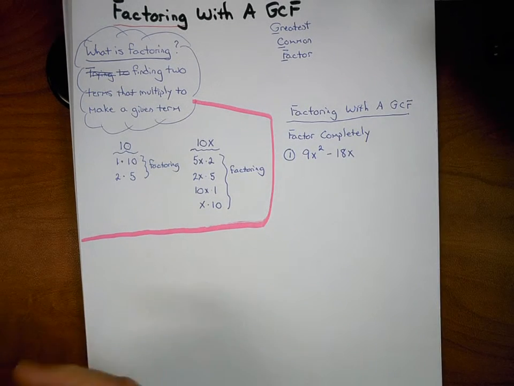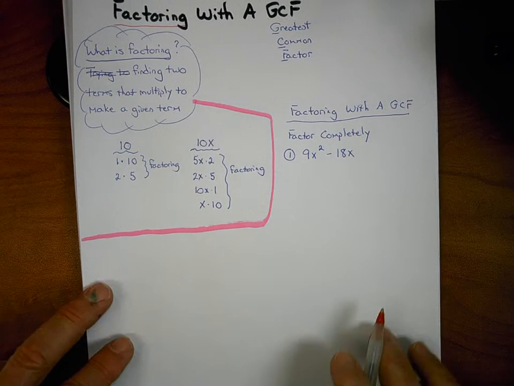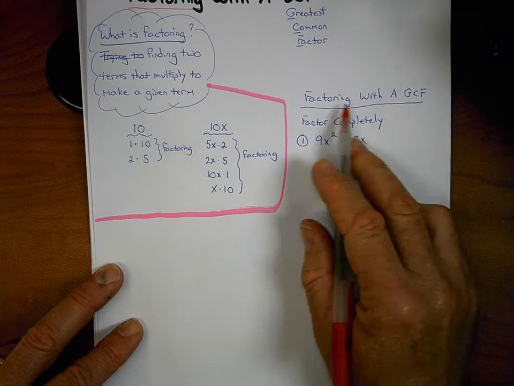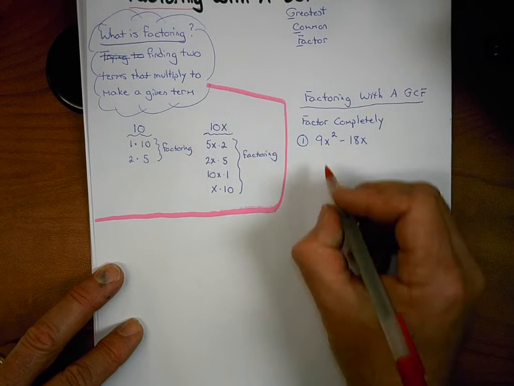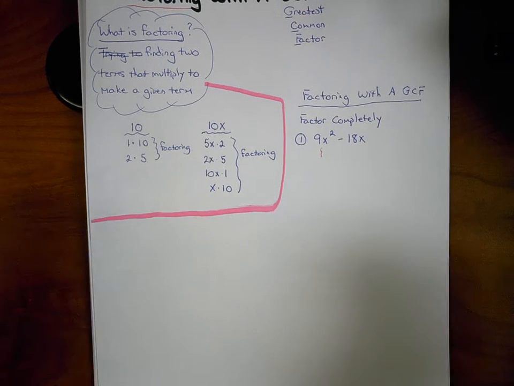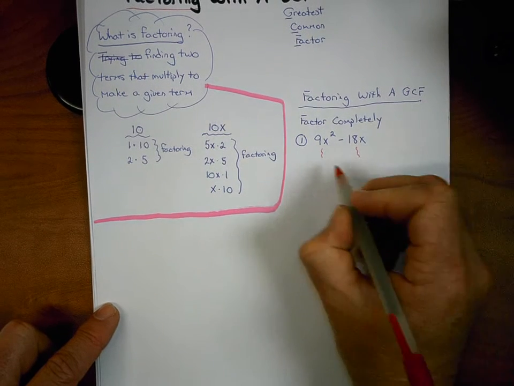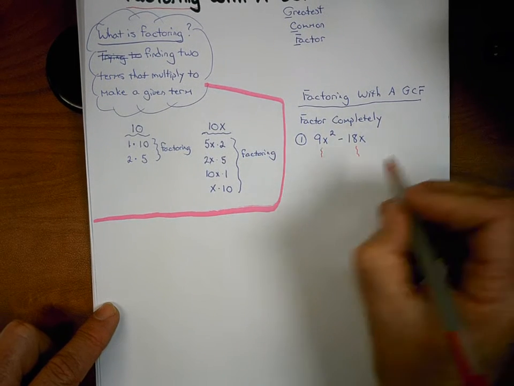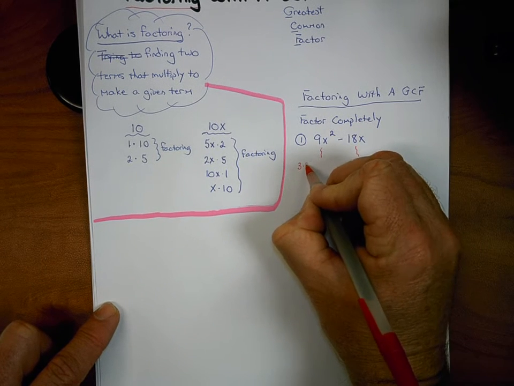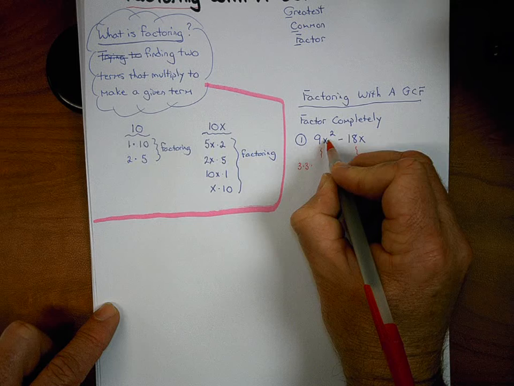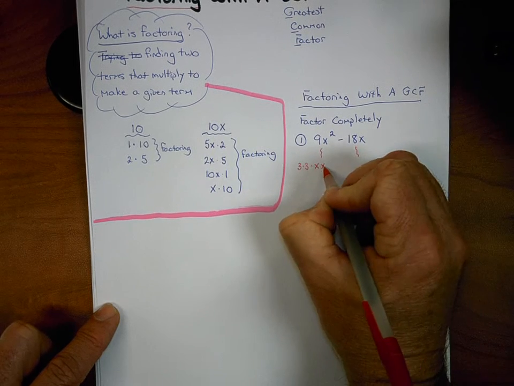Okay? All right, so in order to factor this problem completely, we're going to use the idea of the greatest common factor. The first thing is, I'm going to factor each one of these terms. So what does 9x squared factor down into? It factors into 3 times 3 times, and how do you factor x squared? Well, that's easy. That's x times x.